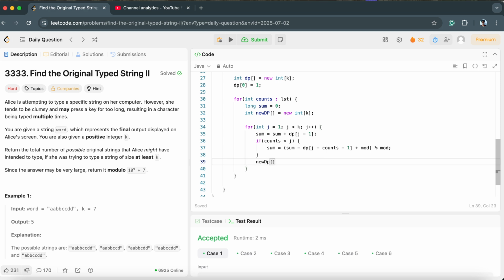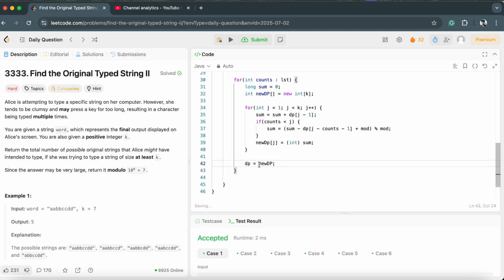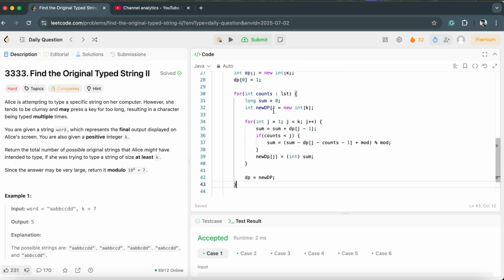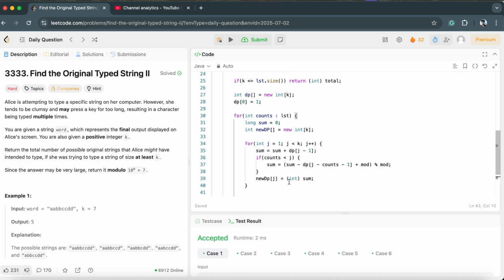of each index. dp of j equals, let's convert this sum into an int, because dp is basically int. Once this for loop is completed, whatever the previous dp was, we will simply update it with this new dp. I am not copying that data, because this new dp is simply pointing to another memory area. So yes, we can do it this way as well. But if new dp was also outside, and at any point we tried modifying it, this dp would also get modified. We have to make sure of those things as well.